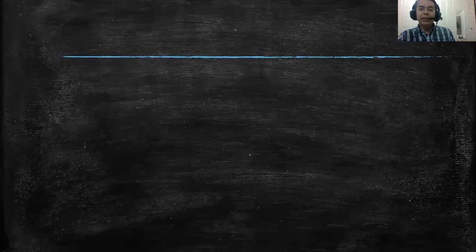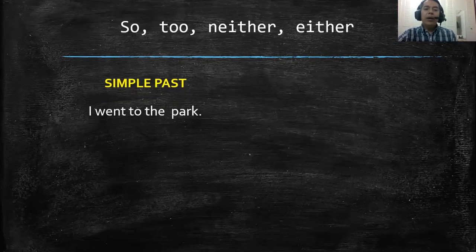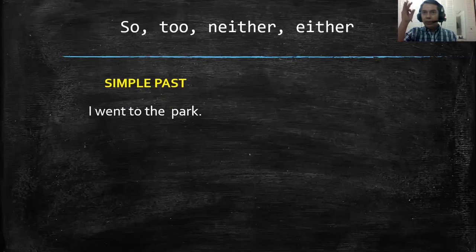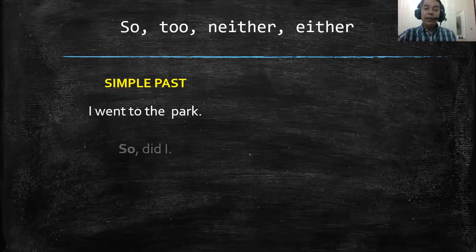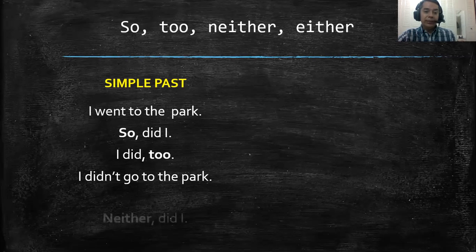Now let's go with another example, using the simple past, for example, right? I went to the park. When it's in the past, right? What auxiliary do we use for the past? Patricia, what auxiliary do we use for the past? Simple past. I was. No, that's the verb to be. But the simple past. Do, does, did. Did, correct, did. So we are going to use did in this case. I went to the park, so did I. Yo fui al parque, yo también, okay. So did I, or I did too. Now in negative, I didn't go to the park, neither did I, or I didn't either, right?